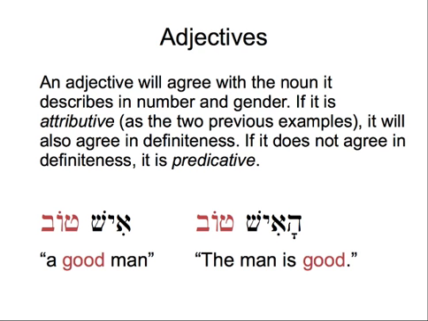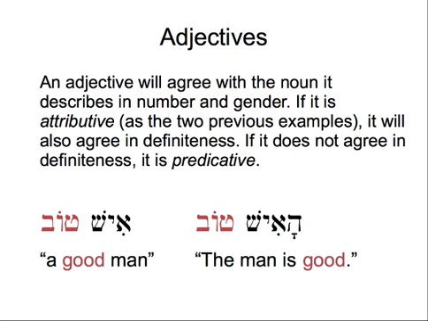There is a way this comes into play with definiteness. If a noun and its adjective match in definiteness, that's how you can tell it's attributive. Any noun is going to match with the adjective that describes it in number and gender. And so if you've got a masculine singular adjective, it's going to be modifying a masculine singular noun.